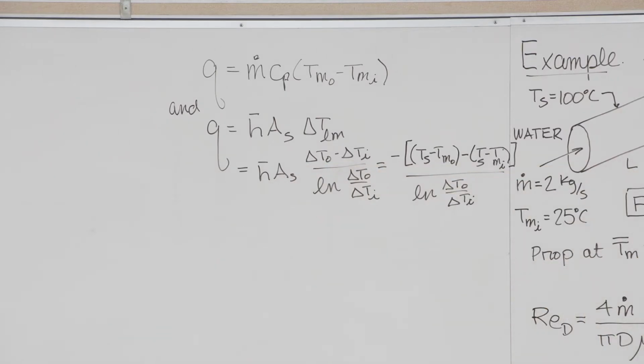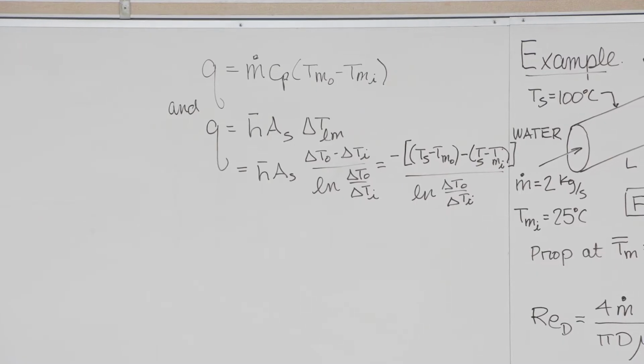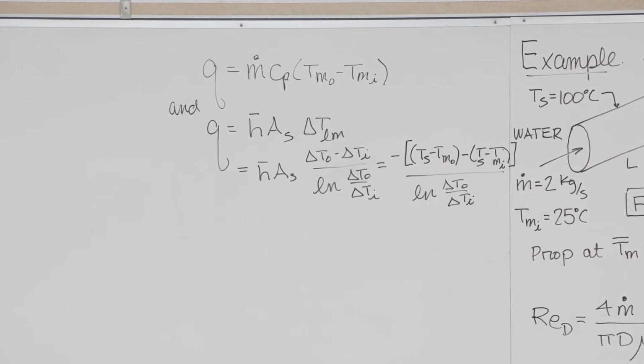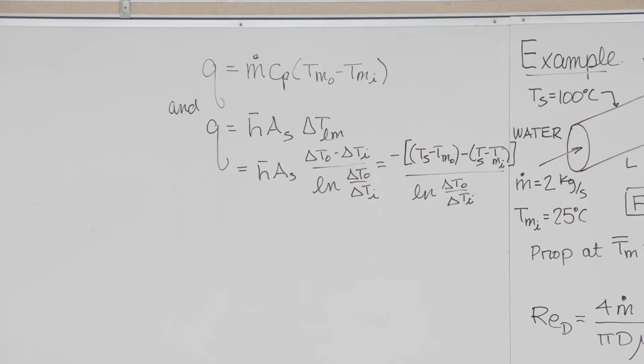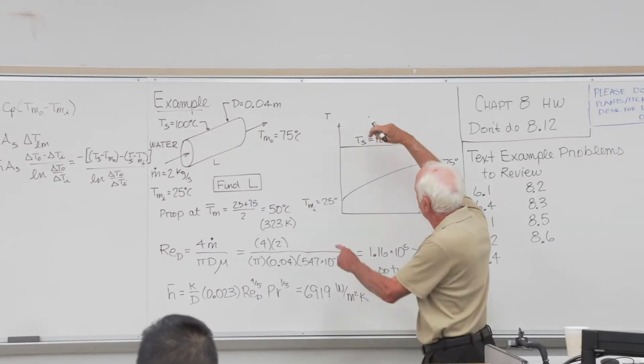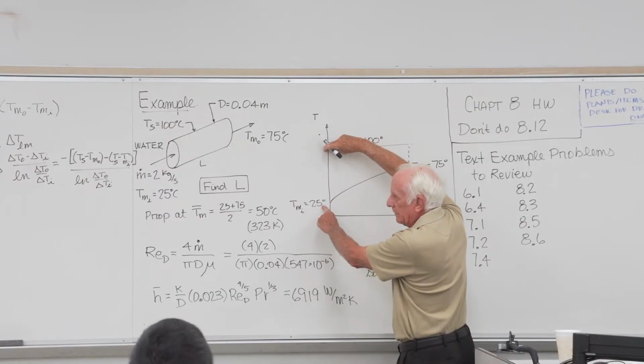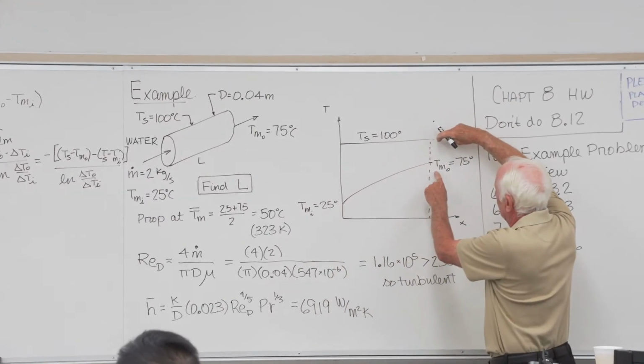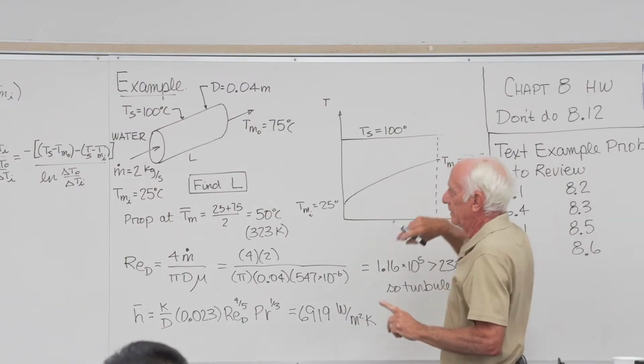What's going on in this diagram? Temperature versus distance, axial distance. Surface temperature of the tube constant at 100. Fluid comes in at 25. Fluid goes out at 75, so there's a picture. What's delta T in? Here. What's delta T out? Here. Okay.